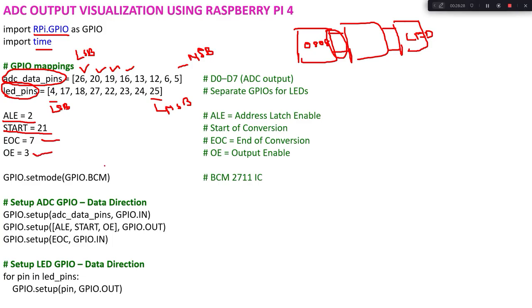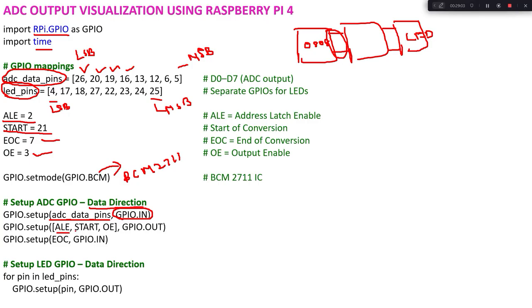So first we say that I am going to use the IC pin configuration. BCM stands for Broadcom IC. So we have the BCM 2711 IC, which is an ARM Cortex A72 processor, which is available in your Raspberry Pi 4 module. So I am going to say that we are going to use the pin numbering of the IC. Then I am going to set the data direction for the GPIO pins. So ADC underscore data pins will be an input to your Raspberry Pi. So we configure it as GPIO.in.